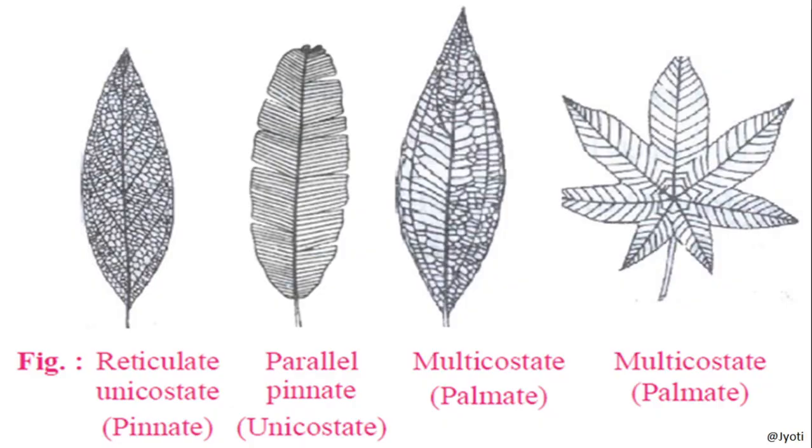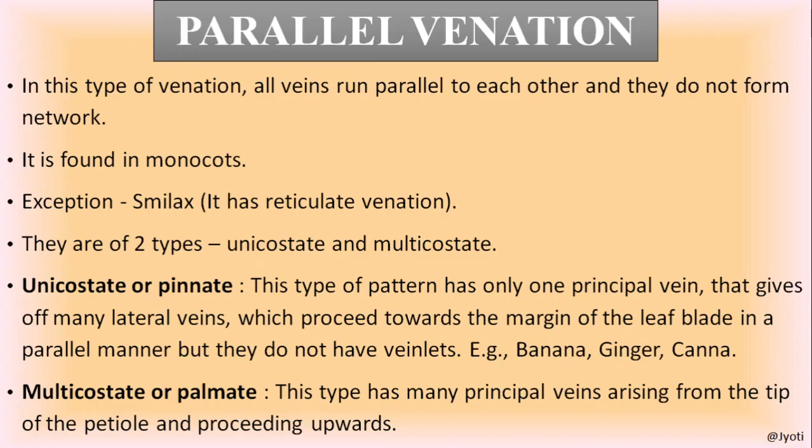Okay. Now we'll discuss parallel venation. In this type of venation, all veins run almost parallel to each other and they do not form network. It is the characteristic feature of monocot plants. And the only exception is Smilax, which has reticulate venation. So Smilax is a monocot plant which has reticulate venation. This exception you have to remember, very important.